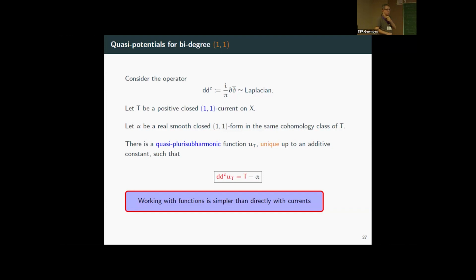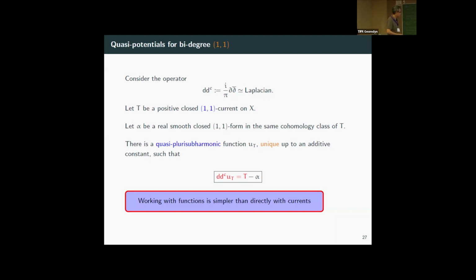Like in dimension 1, every measure is the Laplacian of some subharmonic function. Here also, we can write T as the Laplacian of a function. And this is a key point in the theory for bidegree 1,1, which is very developed. The main point here is that working with functions is simpler than working directly with currents. So people know many things about 1,1 currents, and less for p,p currents. Okay, so we cannot do that in higher dimension.